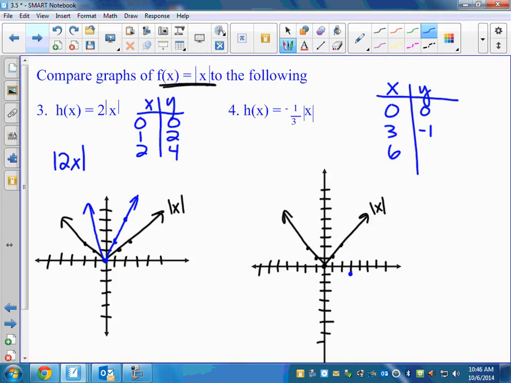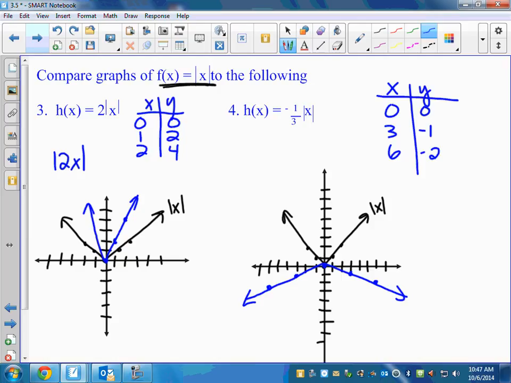And if I pick 6, what would I get? I'm not even picking the negatives because I know it's the same over here. If you're not sure, you can pick the negatives. It's still a V-shaped graph, but you're compressing it down, which makes it look wider. Like those funny mirrors that you look at in the fun house, stretching and compressing.